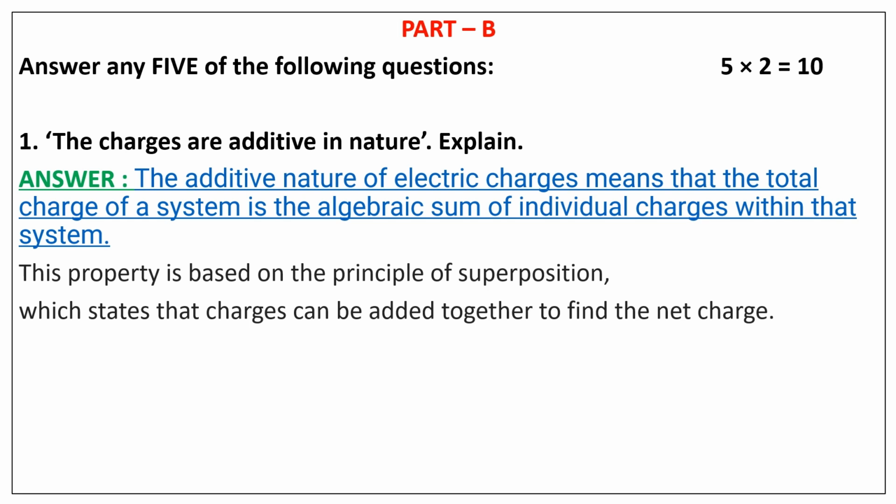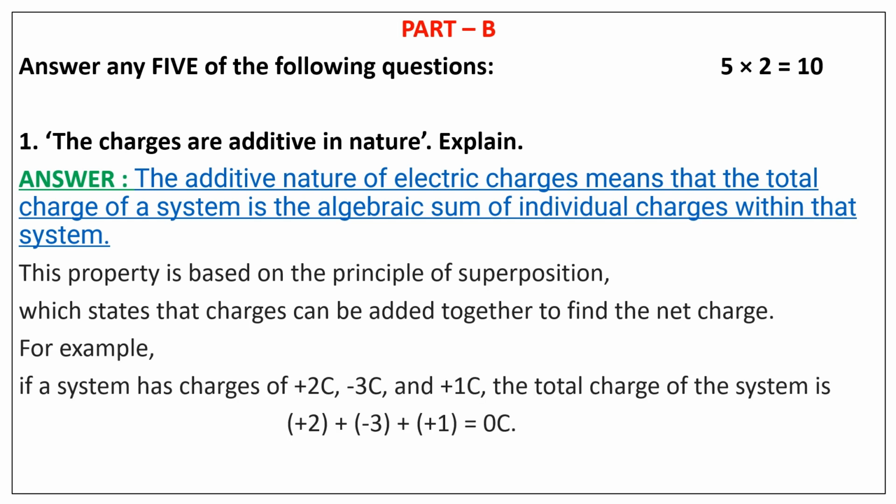This property is based on the principle of superposition, which states that charges can be added together to find the net charge. For example, if a system has charges of plus 2 coulomb, minus 3 coulomb, and plus 1 coulomb, the total charge of the system is plus 2 plus minus 3 plus 1, which is equal to 0 coulomb.